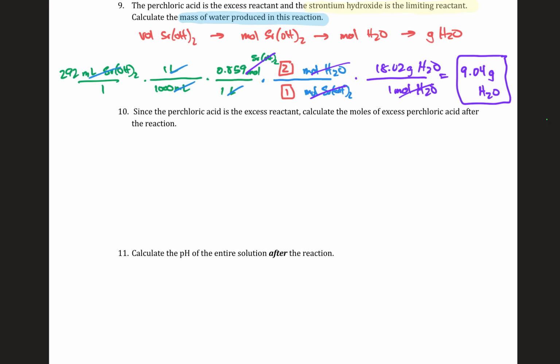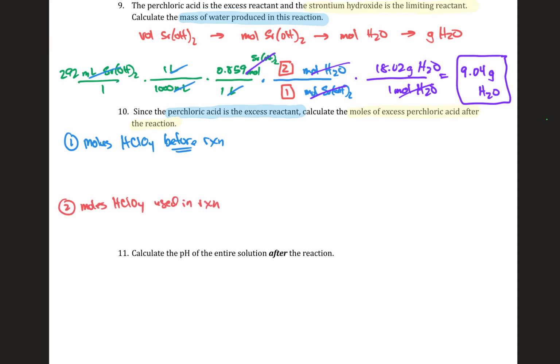Now we know that the perchloric acid was our excess reactant, but what we want to know is after this reaction, after we've used up some but not all the perchloric acid, how many moles of excess reactant are left over after the reaction? To solve this, we need to know 2 things. First off, how many moles of perchloric acid do we have before the reaction? Then second, how many moles of perchloric acid were used in the reaction? And then we can calculate the remaining moles of excess perchloric acid after the reaction.